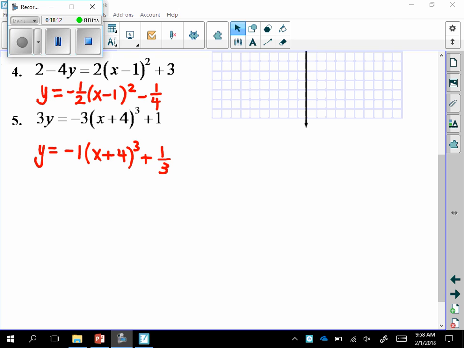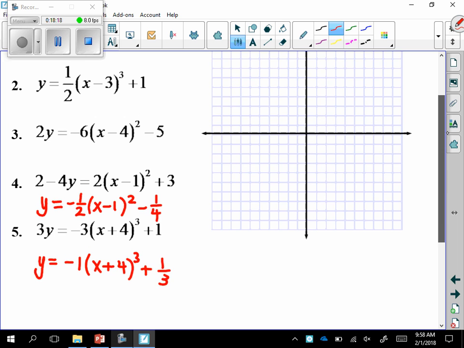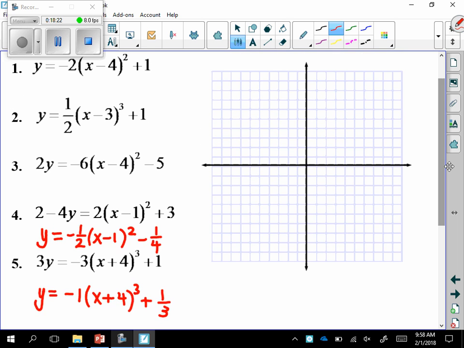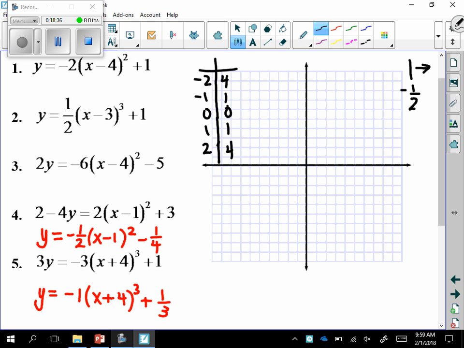Do number 4? Sure. All right, so number 4, our parent function points would be -2, 4, -1, 1, 0, 0, 1, 1, and 2, 4. And we said we're going to move 1 to the right, multiply the y coordinate by -1/2, and then move 1/4 down.